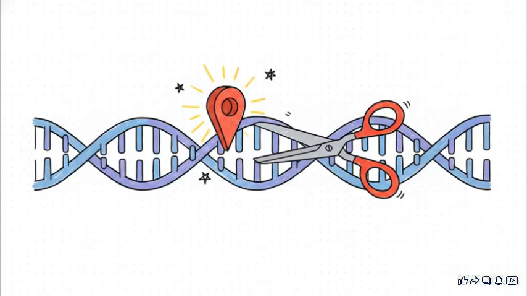When we use it, the CRISPR system really boils down to two key parts. First, you've got the guide RNA. You can just think of this as a molecular GPS.